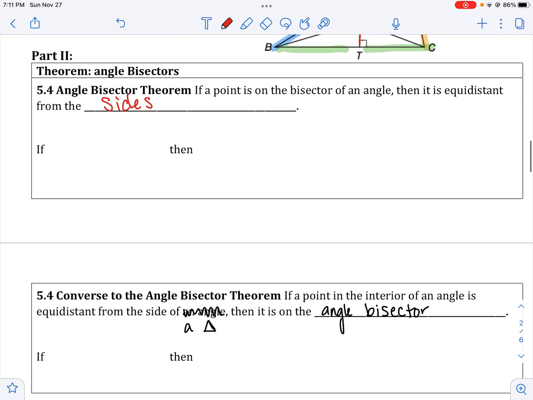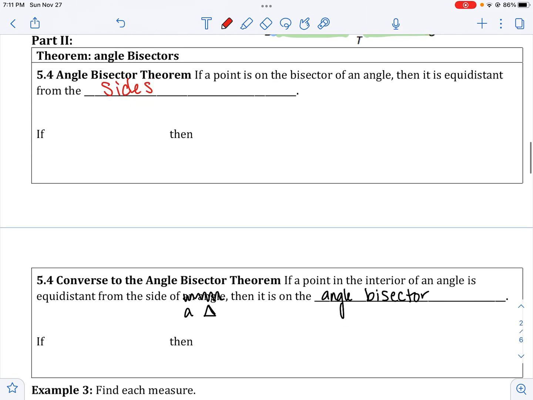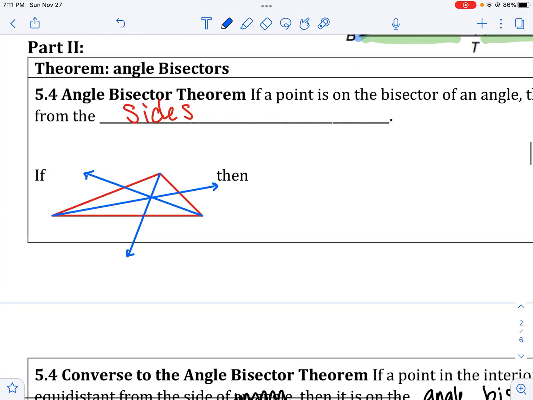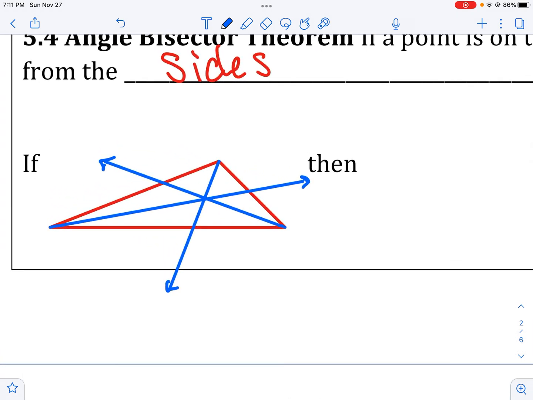Our angle bisectors: if a point's on the angle bisector, then it is equidistant from the sides. So if I have a triangle here, I'm going to try to make that look not special in any way. If I were to bisect an angle, I'll try to make it look kind of close. And I'll bisect this angle. And they should all cross at a single point. If I bisect all my angles, then it's equidistant to the sides.